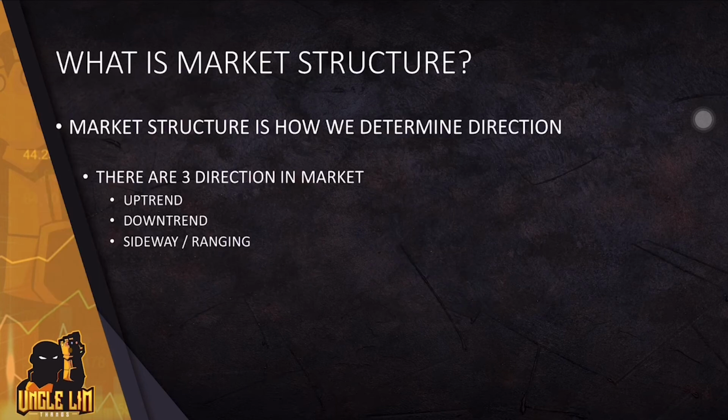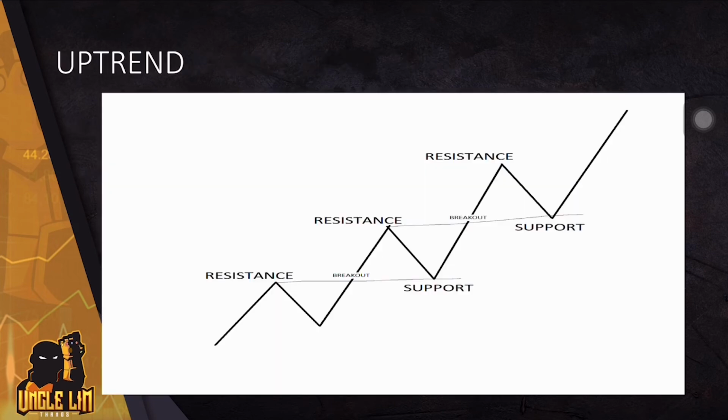So next, our topic will be: what is market structure? Market structure is how we determine the direction. There are 3 directions in the market. There's no 4th direction. There are only 3 directions in the market: uptrend, downtrend, and also sideways, in other words, a ranging market. Okay. So how do we see an uptrend?